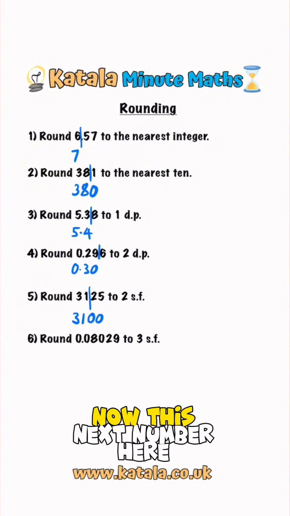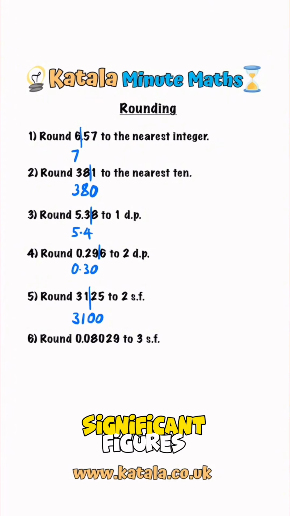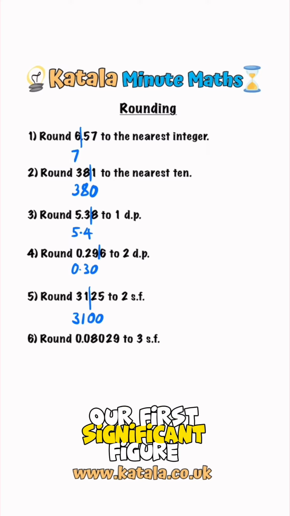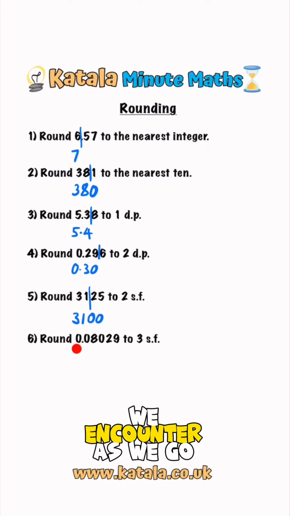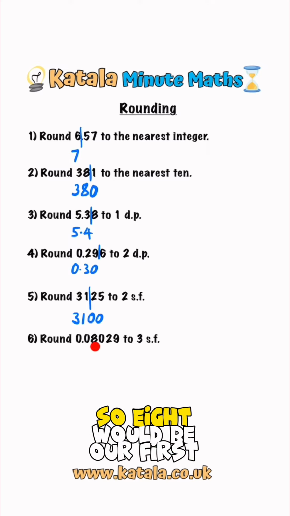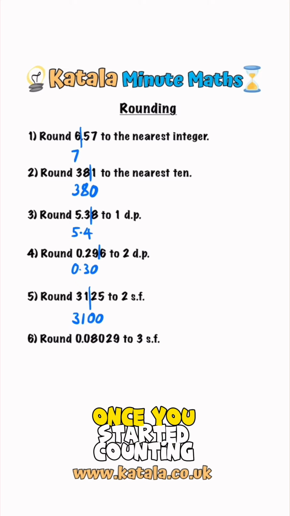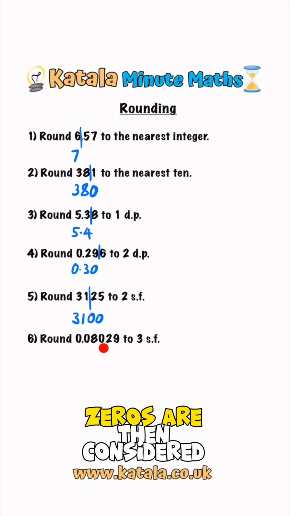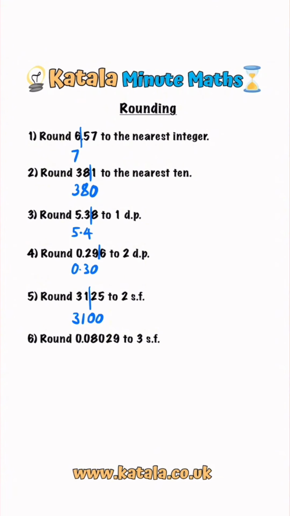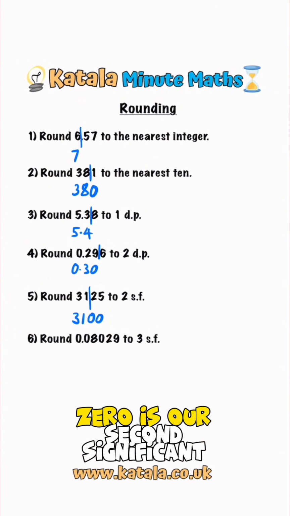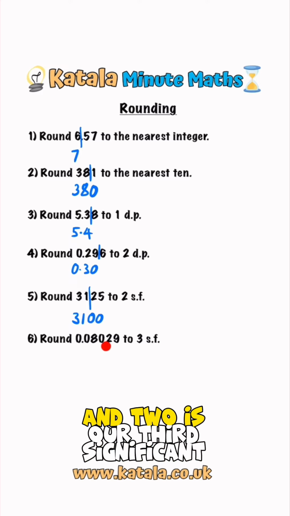Now in this next number here, we're rounding to 3 significant figures, and remember we said our first significant figure is the first number that we encounter as we go along that isn't 0. So 8 would be our first significant figure. Now the other important point is, once you've started counting, zeros are then considered significant figures. So 8 is our first significant figure, 0 is our second, and 2 is our third significant figure.